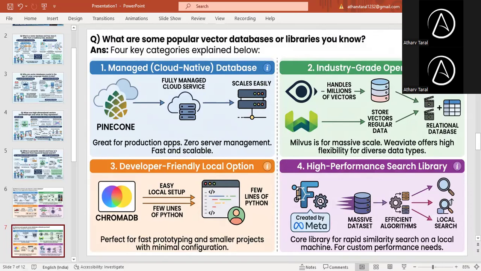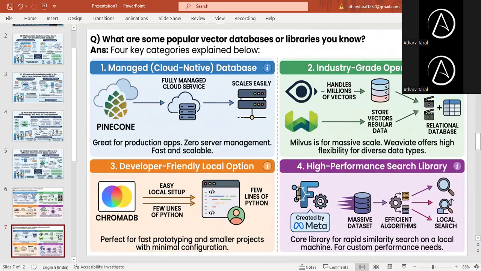And we cannot forget about FAISS, which was actually created by Meta. Basically, FAISS is more of a library than a full database. It is nothing but a collection of very efficient algorithms for searching through vectors. So if you have a massive dataset and you need to find similar items really quickly on your own machine, FAISS is the best tool for that.